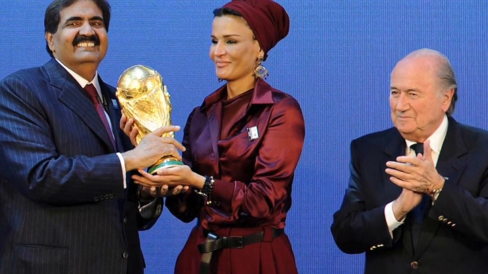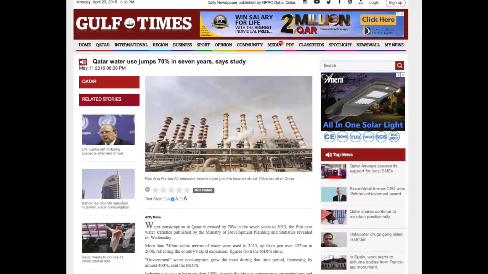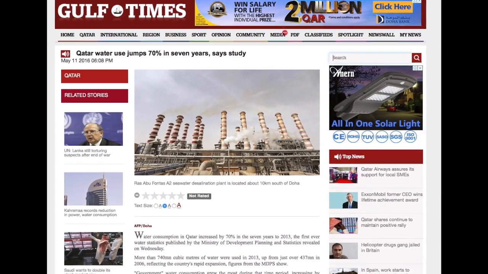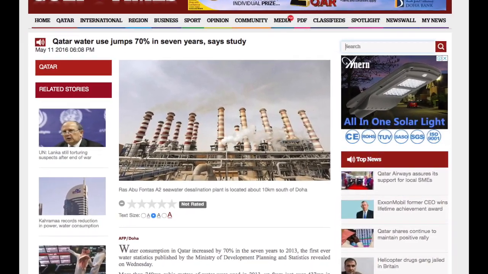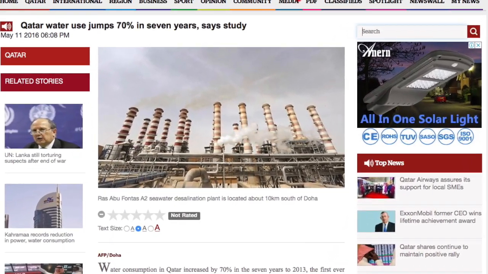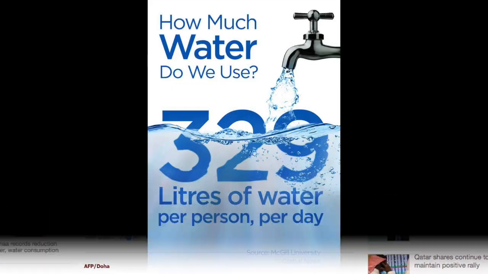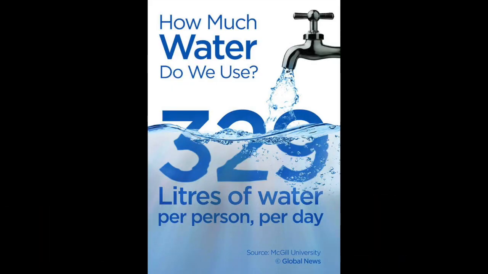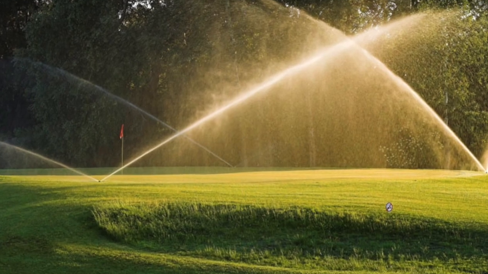This dramatic growth of the population has increased water consumption. An article published in Gulf Times in 2016 states that there was a 70% rise in Qatar's water utilization leading up to 2013. This inherently goes against Qatar's 2030 vision of a sustainable future, and this project proposes a solution to decrease water consumption.